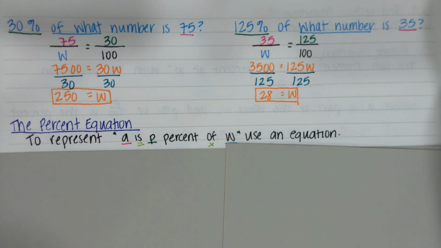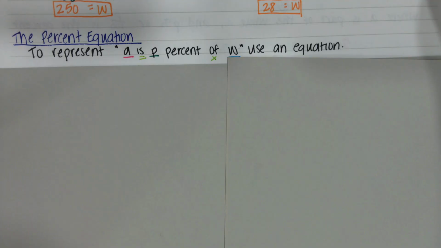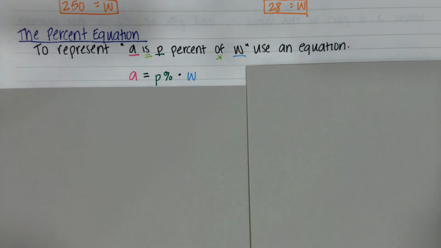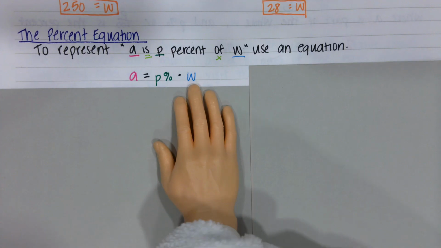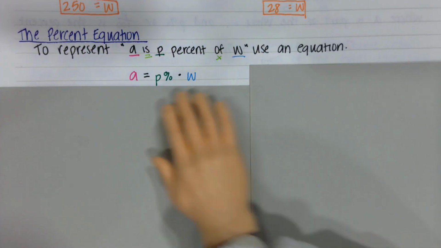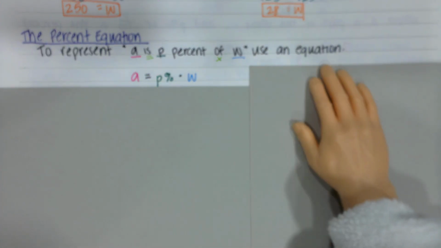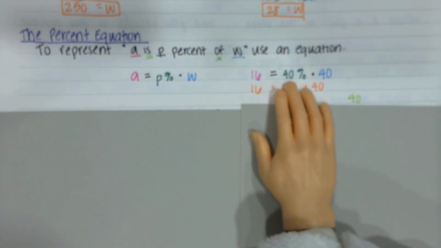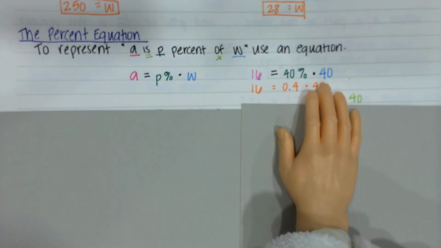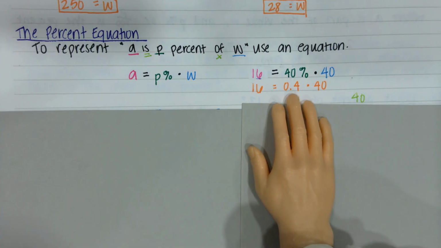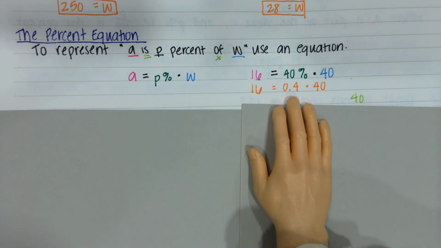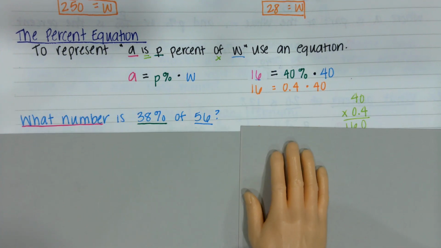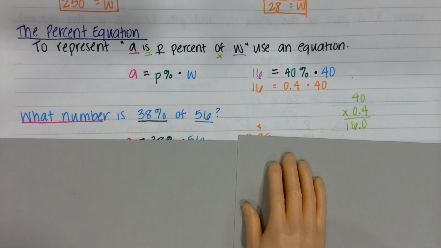Then we have the percent equation. So instead of setting up a proportion, we can use the equation A equals P, the percent, times the whole. And so this percent needs to be in the decimal form to multiply with it. So if I have 16 equals 40% of 40, I would convert 40% to a decimal and have 16 equals 0.4 times 40, and that gives 16.